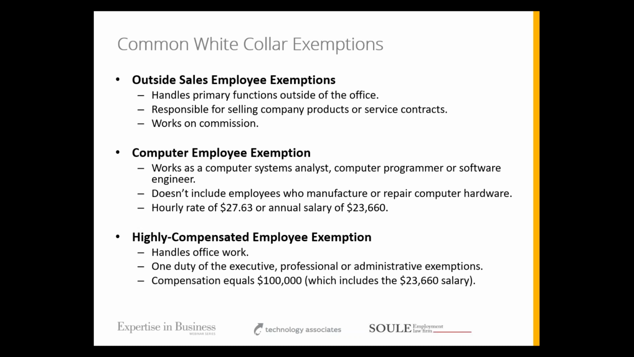The second bullet, and Eric, you could probably talk more about this than I could, is a computer employee exemption. This is for folks who work as a computer systems analyst, a computer programmer, or a software engineer. It doesn't necessarily apply to anyone who might manufacture or repair hardware. But if they meet this basic description in the exemption, then you can either pay that employee that $23,660 annual salary or more, or you can also pay them on an hourly rate basis, and the exemption indicates that it has to be at least $27.63 an hour.